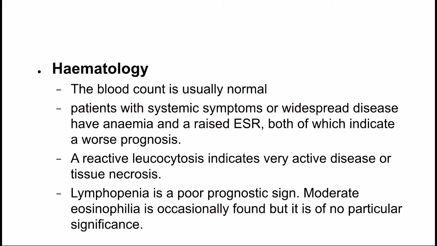Hematology. The blood count is usually normal. Patients with systemic symptoms or widespread disease have anemia and a raised ESR, both of which indicate a worse prognosis. A reactive leukocytosis indicates very active disease or tissue necrosis. Lymphopenia is a poor prognostic sign. Moderate eosinophilia is occasionally found, but it is of no particular significance.